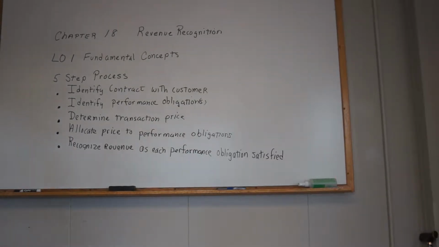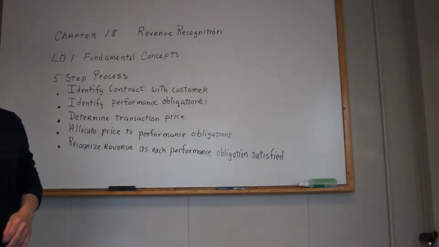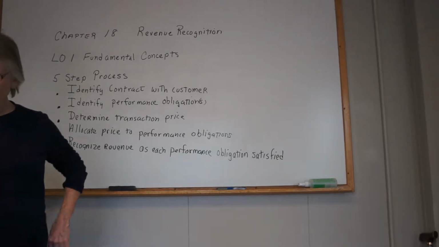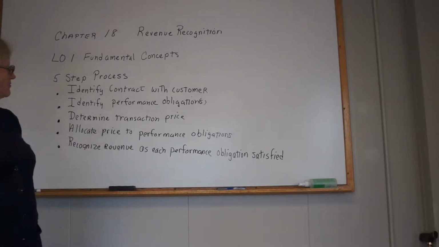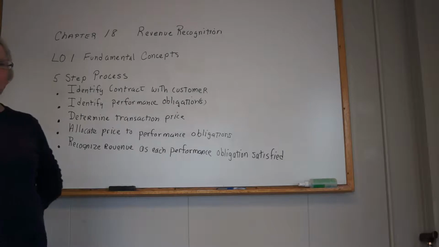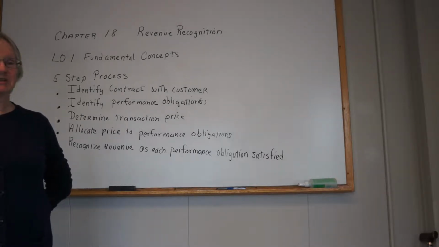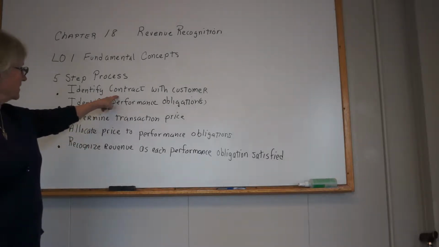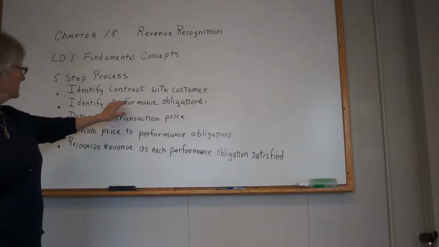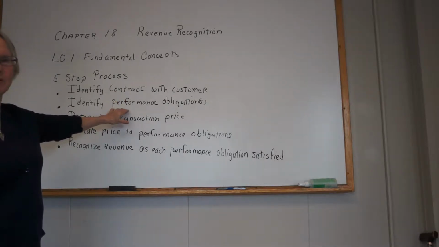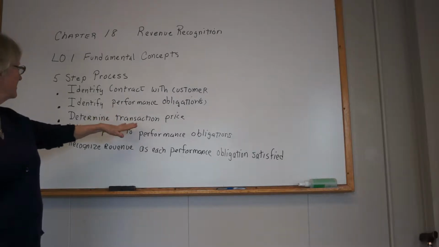Okay, so this is learning objective 1, the fundamental concepts. Basically, there are 5 steps to the process of recognizing revenue. You have to identify the contract, identify any performance obligations involved. There could be one or more than one.